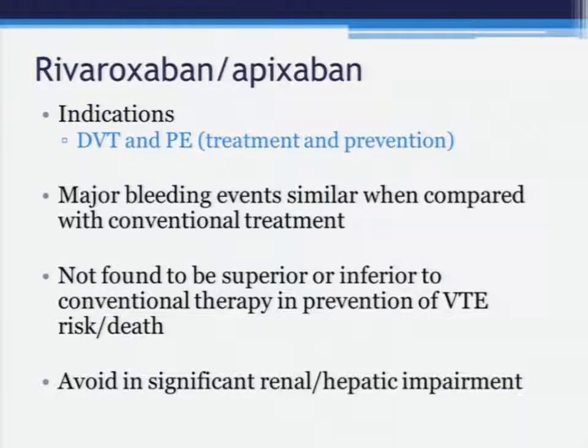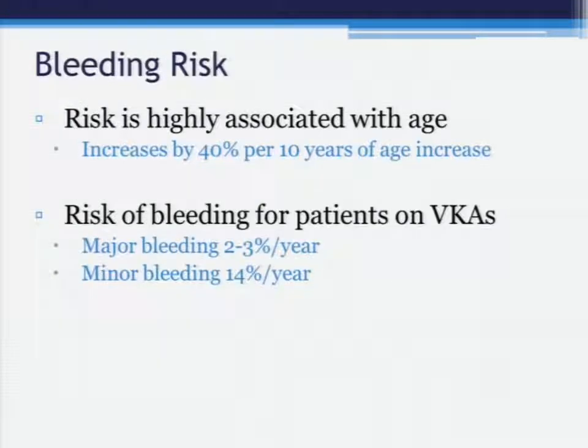So rivaroxaban, apixaban, and you could group edoxaban into this as well. If you want to look further, apixaban was studied in the AMPLIFY trial and rivaroxaban in the EINSTEIN trial. They're both FDA approved for DVT and PE treatment and prevention. The major bleeding events were similar when compared with conventional treatment. Unlike dabigatran, these were not found to be superior or inferior to conventional therapy in prevention of VTE risk and death. But you do have to use caution when patients have hepatic or renal impairment. There's dose reduction needed if they have just a mild change in their creatinine, but you need to avoid it if there's significant renal impairment.